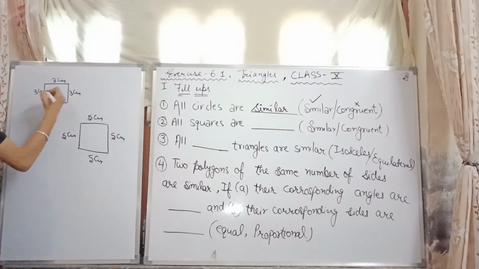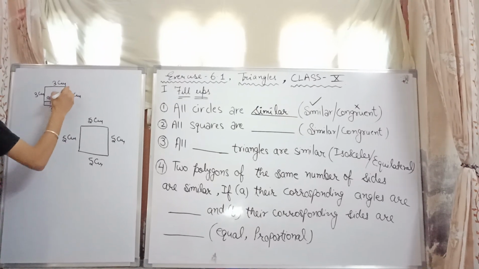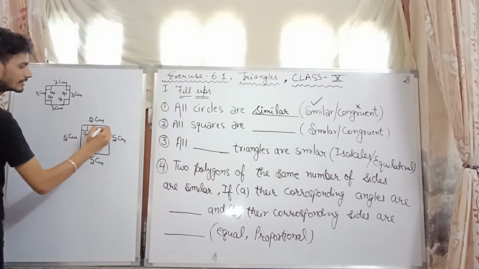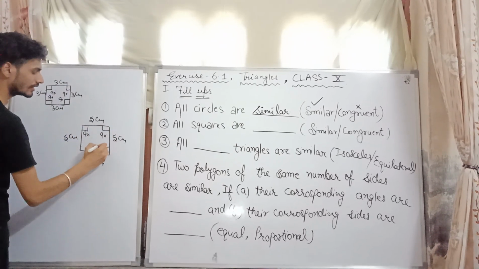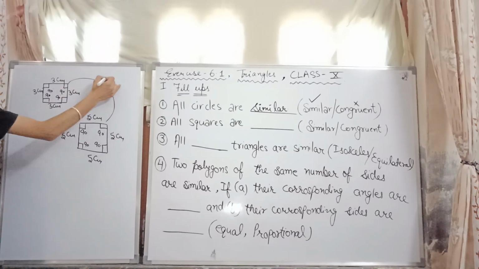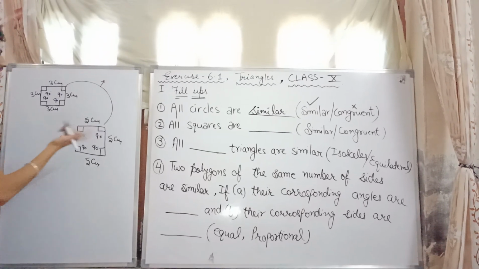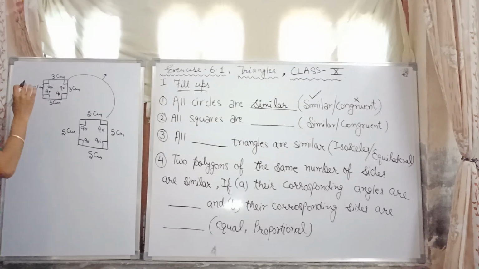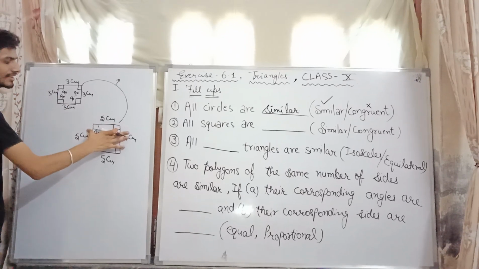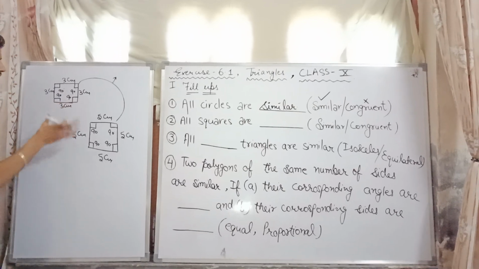As we know, all the angles of a square are 90 degree. The first square has right angles at all corners, and the second square also has right angles of 90 degree. So both squares cover the same angle of 90 degree. But the problem is that this square has a side of 3 centimeter and this one has a side of 5 centimeter, so the lengths of the sides are different from each other.